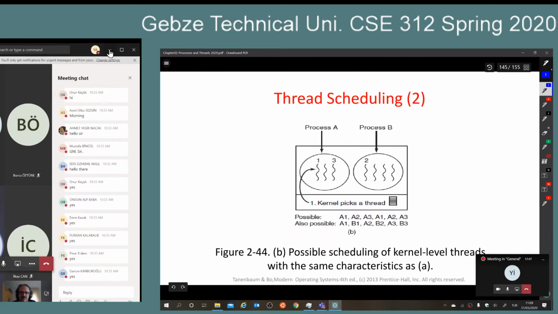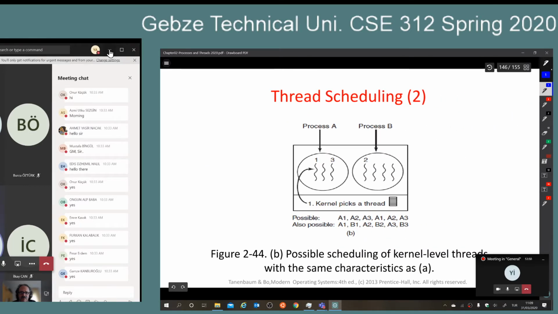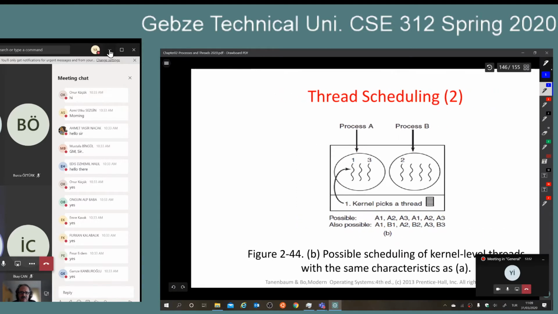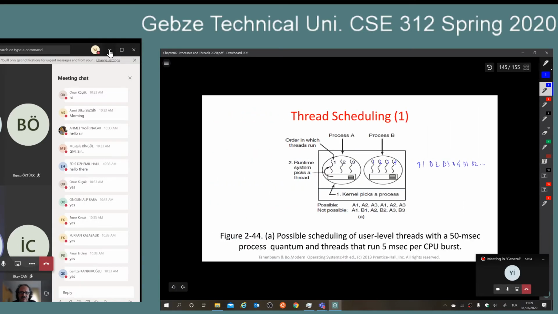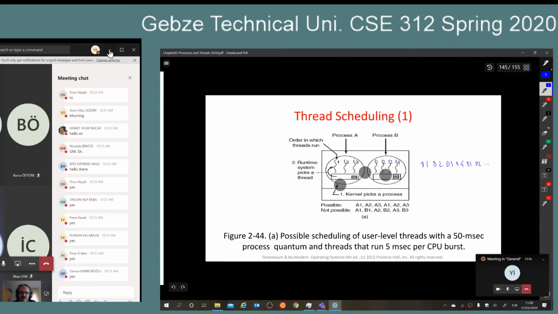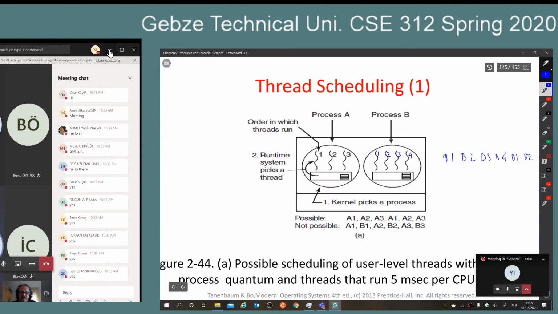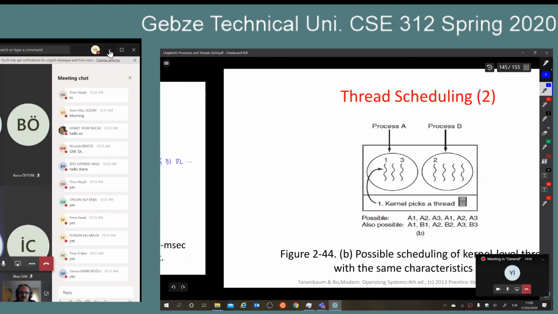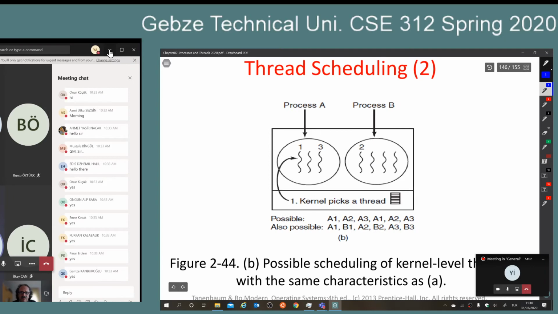Sorry, I think I phrased it wrong. With the user level threads, this is possible, and this one is not possible. These are the user level threads. With the kernel level threads, anything is possible. The kernel might say that A1 is going to run, then B1 is going to run.